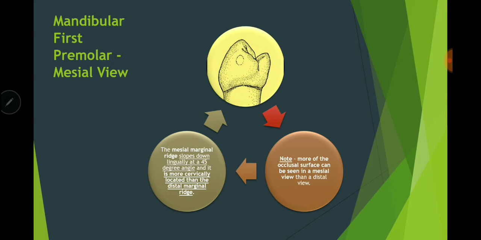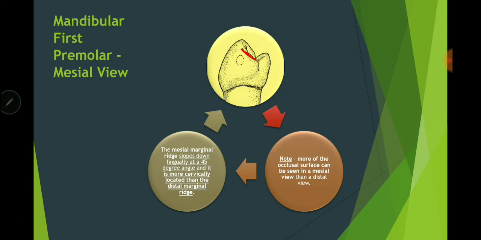And this is the mesial view of the mandibular first premolar. So the mesial marginal ridge slopes down lingually at a 45-degree angle, and it is more cervically located than the distal marginal ridge. As you can see, this is what is being described here. You can see it's almost 45 degrees, sloping. So the mesial marginal ridge slopes down at 45 degrees, and it is more cervically located than the distal marginal ridge, okay?